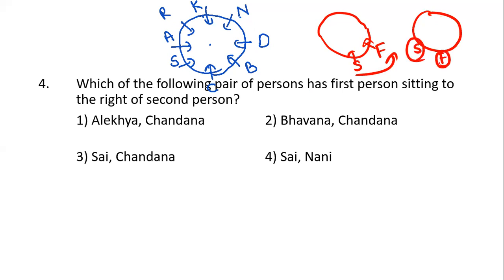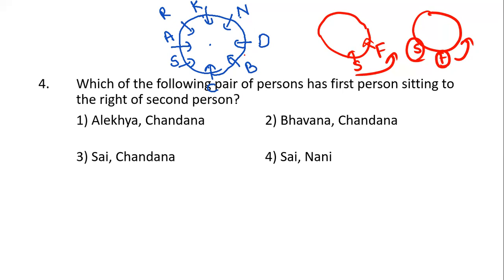If this is the case, first person is here, right side of first person, nobody is there. This is left side of first person. Okay. So as you are checking in a circular arrangement, you need to check according to the question condition: first person sitting to the right of second person. Right of second person. Okay.